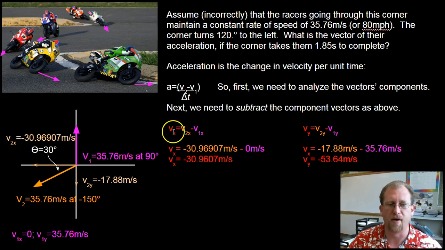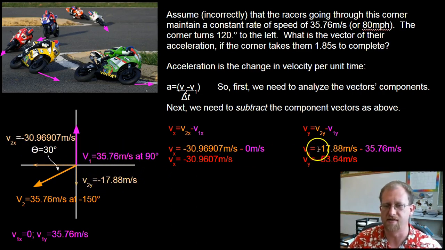Okay, so my acceleration, my final velocity here, is going to be v2 minus v1. So let's look in the x direction and the y direction separately. In the x direction, 30.96907 minus 0, because there's no x direction in the initial velocity. And in the y direction we have 17.88 minus 35.76. So I'm subtracting in the x this number minus 0, and in the y this number minus this number.